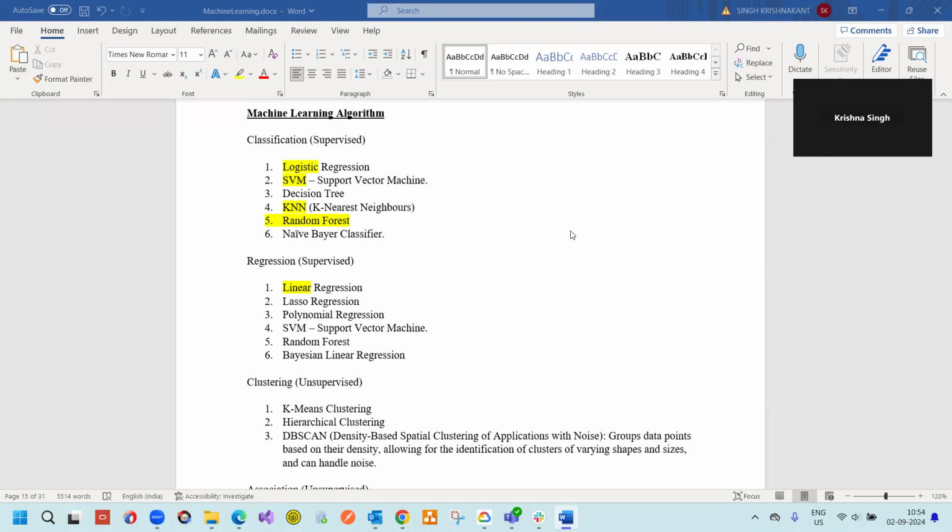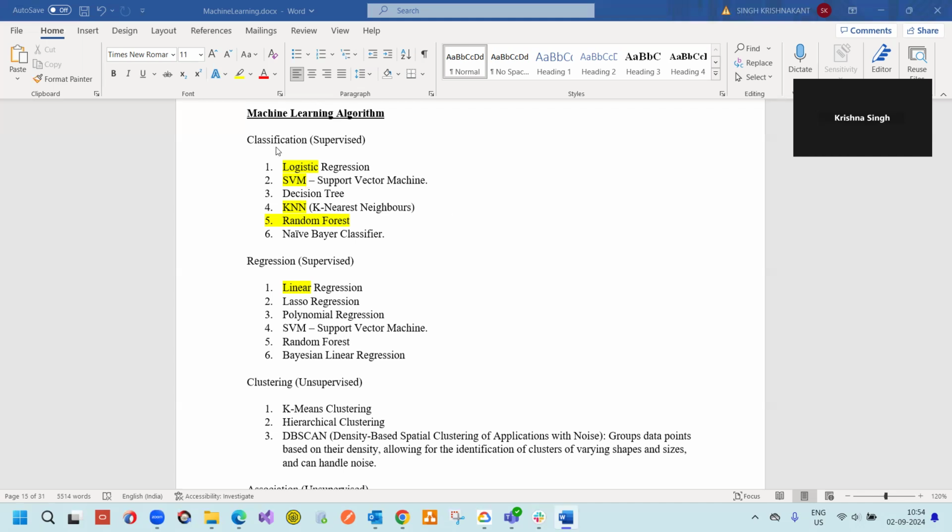In my previous video, I spoke about types of machine learning. So we have two types: supervised and unsupervised, and in supervised we have classification and regression. In unsupervised we have clustering and association. In today's video, we would be talking about the algorithms which we use for each of these models.